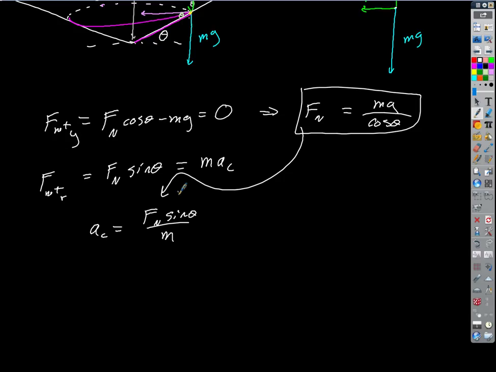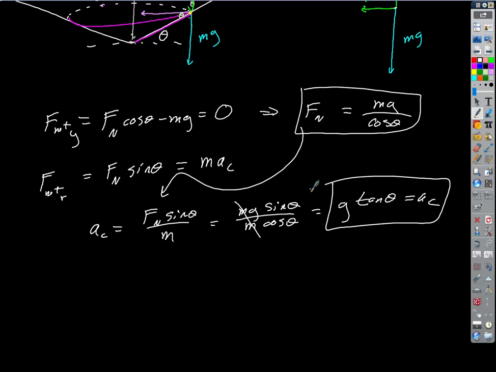So that's going to just give me g tangent theta. If I plug that in, I get mg sine theta over m cosine theta. The m's cancel, and so I get g, and then sine theta over cosine theta is just tangent theta. So we know what the centripetal acceleration is.